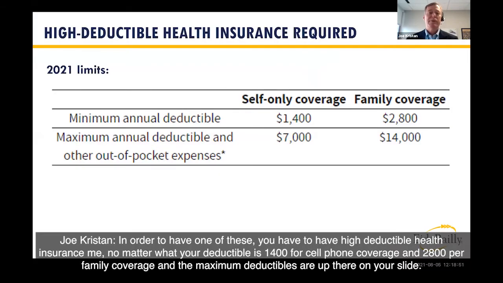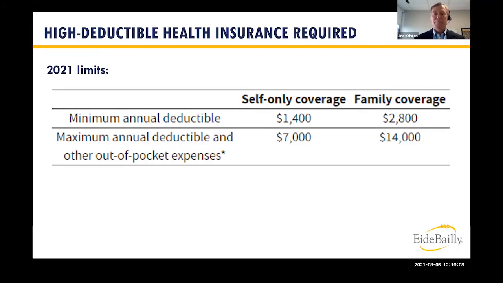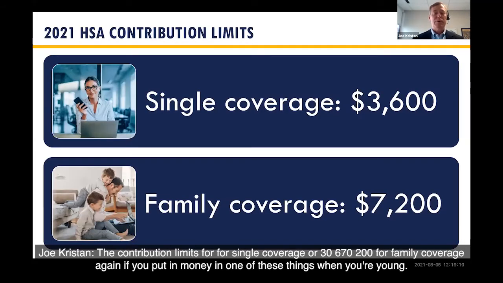In order to have one of these, you have to have high deductible health insurance. Minimum annual deductible is $1,400 for self-only coverage and $2,800 for family coverage, and the maximum deductibles are up there on your slide. The contribution limits for 2021 for single coverage are $3,600 and $7,200 for family coverage.